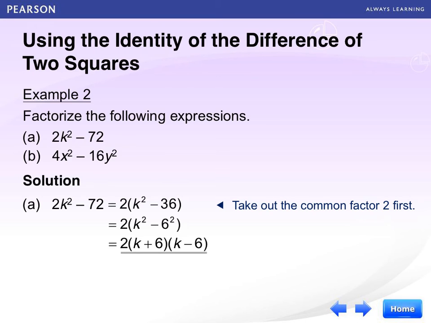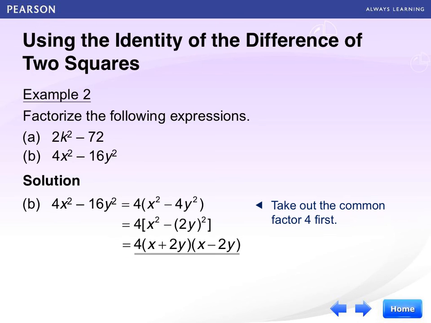Another example. In this one, you find 2k squared minus 72. Both of them are even numbers, so the first job you can take out the 2 first, and after taking out 2, you find that it becomes k squared minus 6 squared. So that's why you can break it down to k plus 6, k minus 6. So as a result, there are 3 factors here: 2 times k plus 6 times k minus 6.